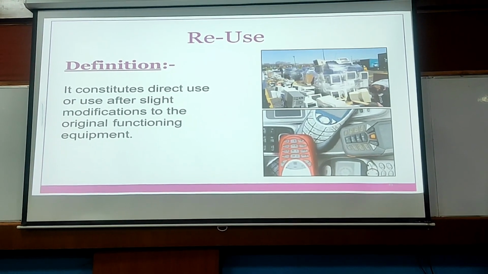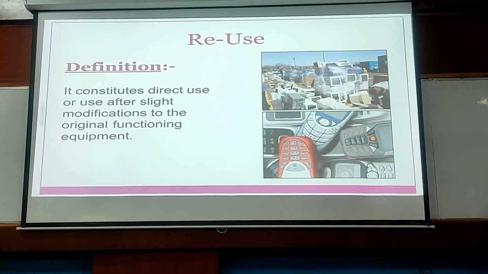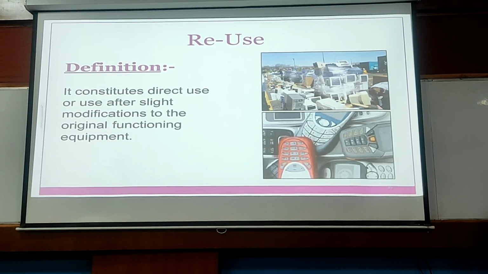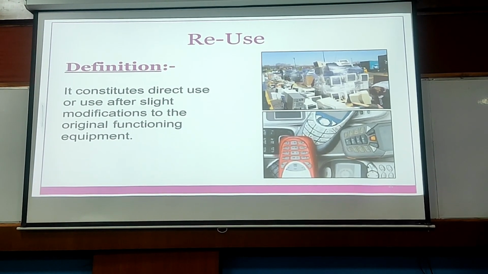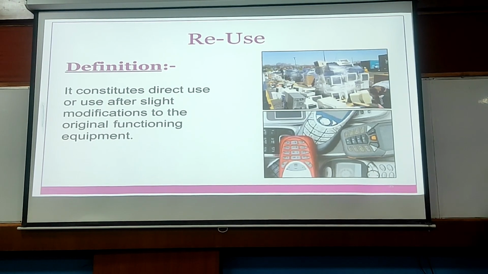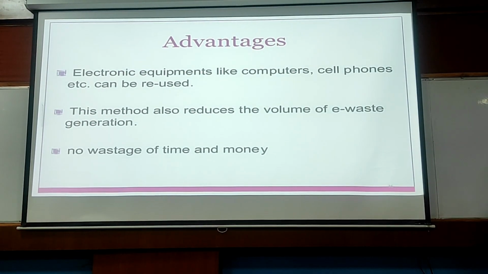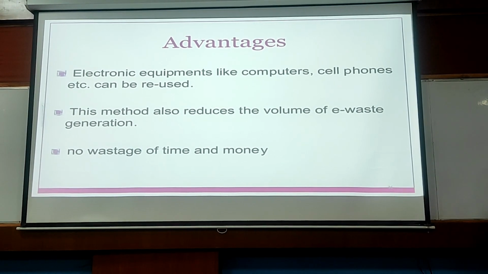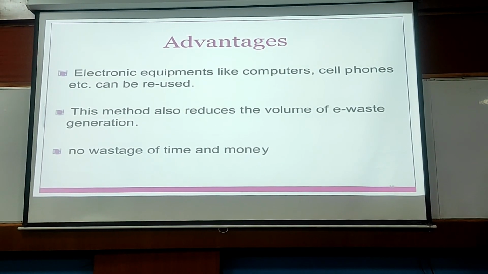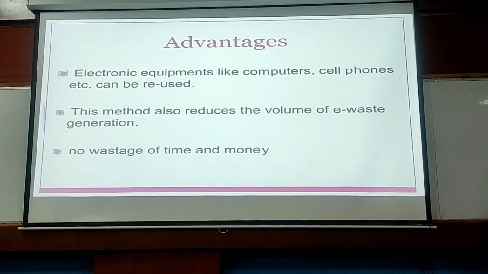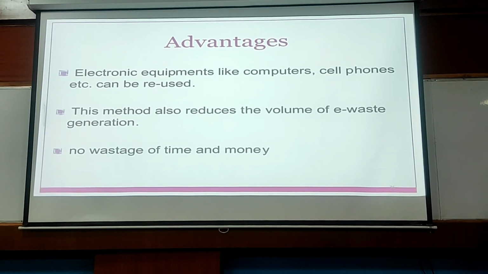Then reuse. In reuse, it constitutes the direct use, after slight modification, of the original functioning equipment. Reuse means, again, you have a mobile, you can give it to another person. That's a part of the reuse. The advantage is that electronic equipment like computers and cell phones can be reused. This method also reduces the volume of e-waste generation. No wastage of time and money.